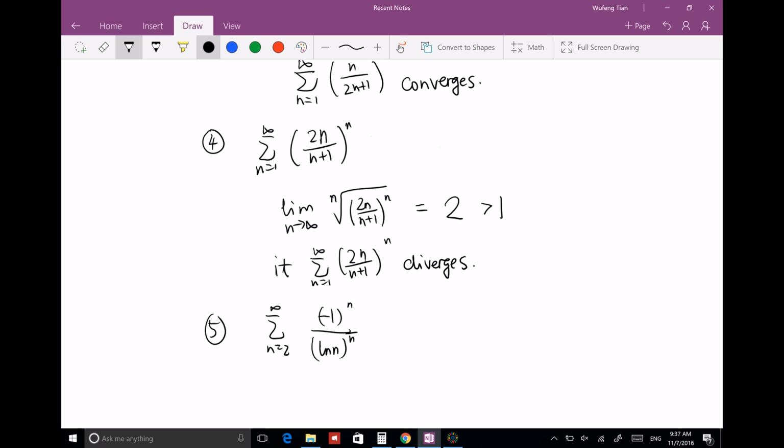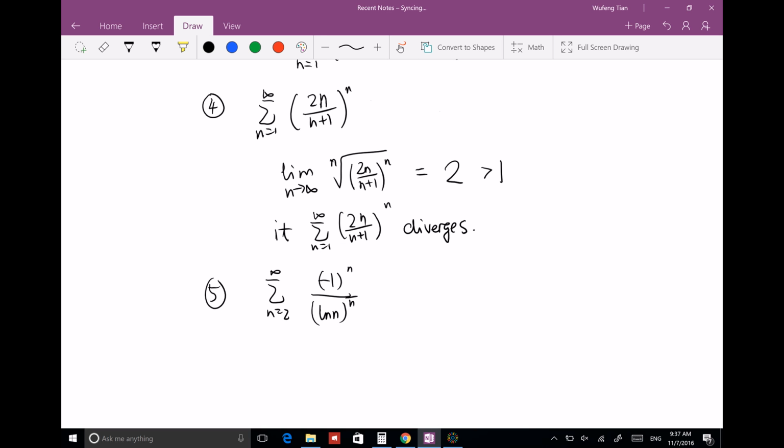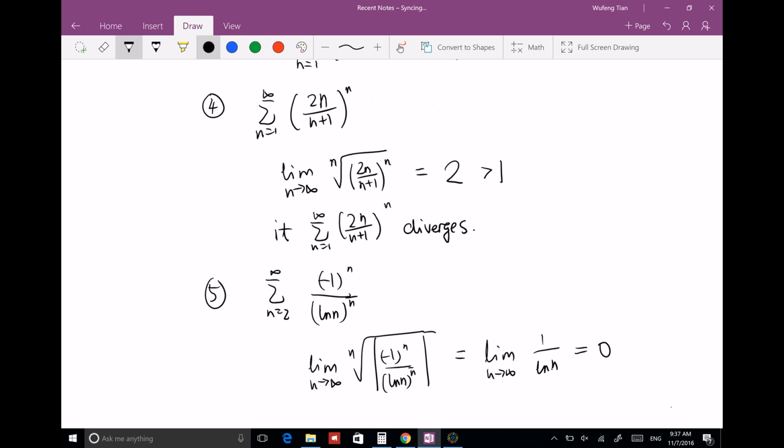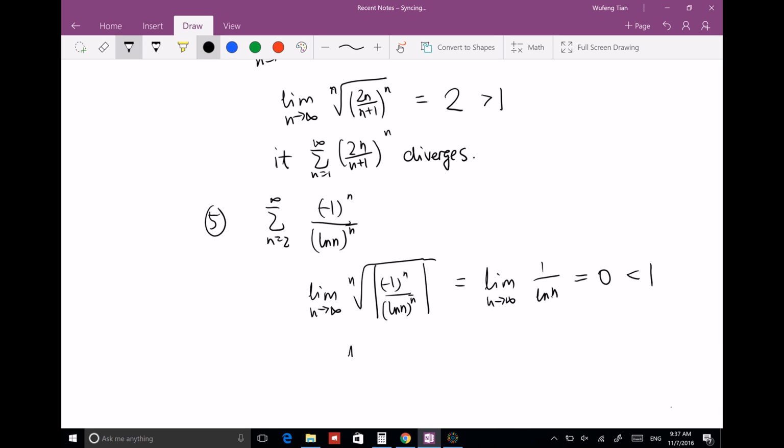Alright, I'm going to call a student here to help me finish this. Luke, could you please help me with this one? So you have the limit as n approaches infinity of the nth root of negative 1 over ln n to the n power. I need an absolute value for that because it's negative 1 here. The n power is going to cancel out, and you're going to have 1 over ln n, which converges to 0. So it's less than 1, so it converges. Perfect, thank you very much. So now, this root test is really powerful with a lot of n's, right? Next one.